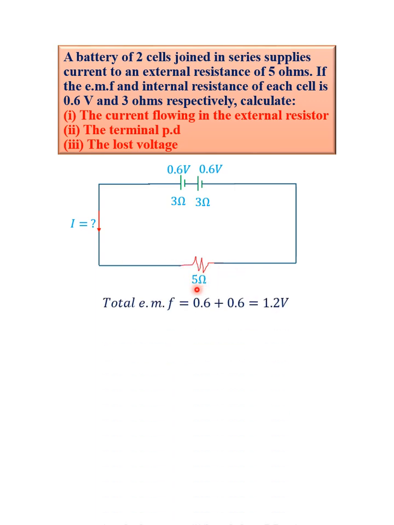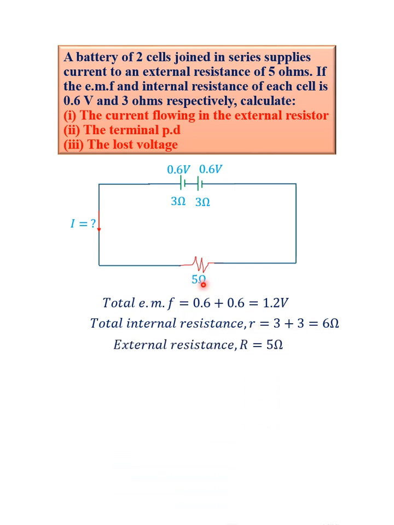So let's look at the parameters. The total EMF of the battery is equal to 0.6 plus 0.6 because there are two cells, and that gives us 1.2 volts. The total internal resistance, lowercase r, is equal to 3 plus 3 because there are two connected in series according to the question. So we add the total internal resistance to give us 6 ohms, and the external resistance, uppercase R, is given as 5 ohms. We have to calculate the current flowing through for number 1 of the question.